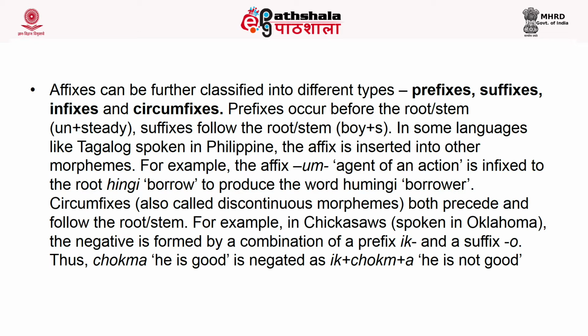For example, in Tagalog, a language spoken in the Philippines, the affix um, which means agent of an action, is infixed to the root hingi, which means borrow, to derive humingi, borrower. Fourth type of affixes is circumfixes. The affixes both precede and follow the root. So on two sides of the root you have affixes. For example, in Chickasaw, a language spoken in Oklahoma, negative is formed by a combination of a prefix ik and a suffix o. So the root is chokma and it is prefixed by ik, so it becomes ikchokma. It is suffixed with o, so it becomes ikchokmao. That is, he is not good.